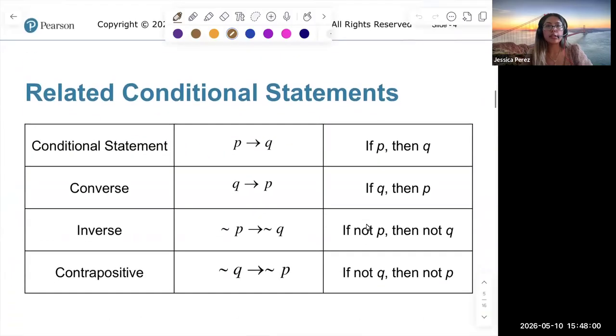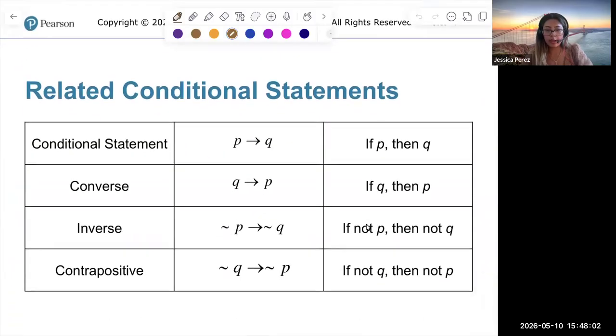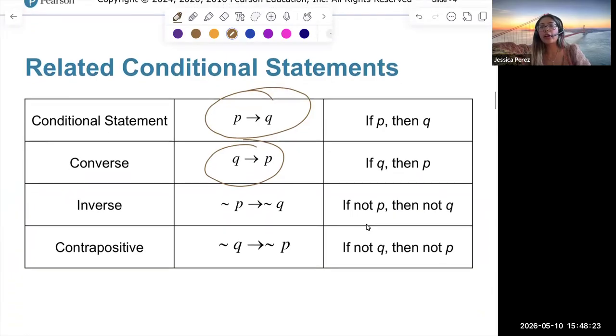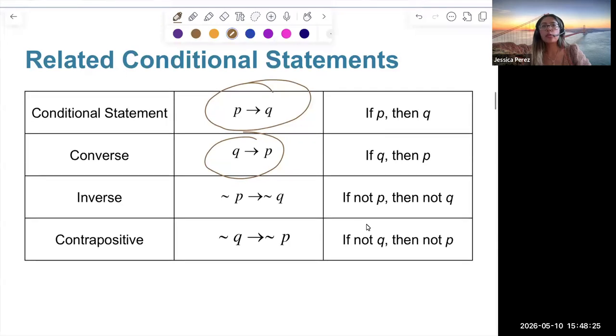So let's get started. Let's talk about the original statement that we've talked about in section 3.3. That's if P, then Q. What does the converse mean? For the converse, you're just switching Q and P. So if Q, then P. We wish to find the inverse. The inverse is you're negating P, then you're negating Q. So if not P, then not Q. And the contrapositive is if not Q, then not P. So we're going to be talking about conditional statements, the converse, the inverse, and the contrapositive.